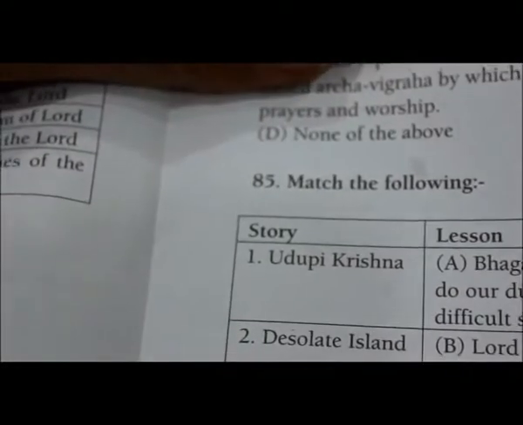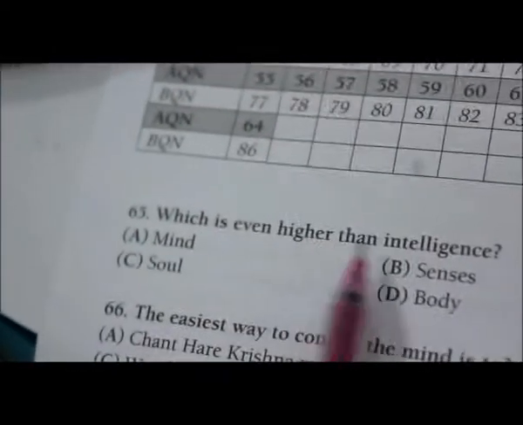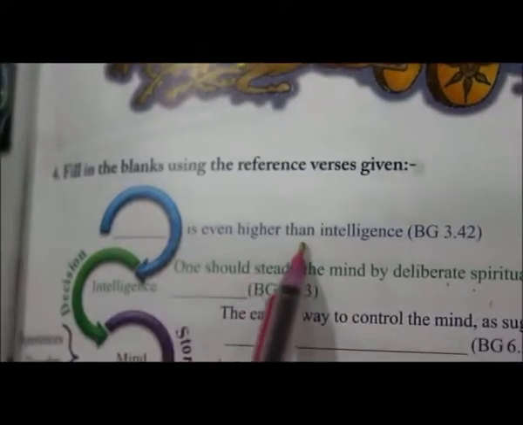From question number 65 to question number 85, all these 21 questions are also given in this booklet. But those questions are ones which didn't have 4 options. For example, if you take question number 65, which is "dash is even higher than intelligence", this question you already solved in the booklet.